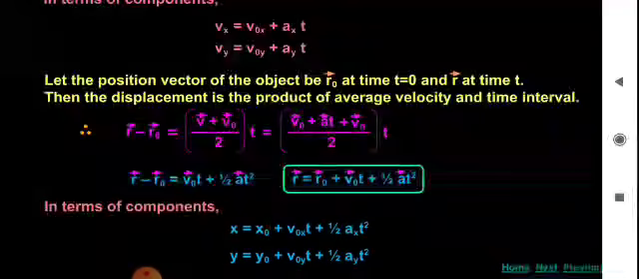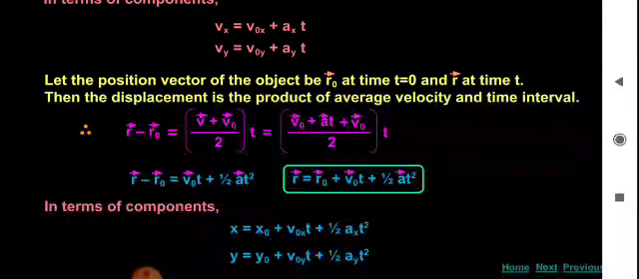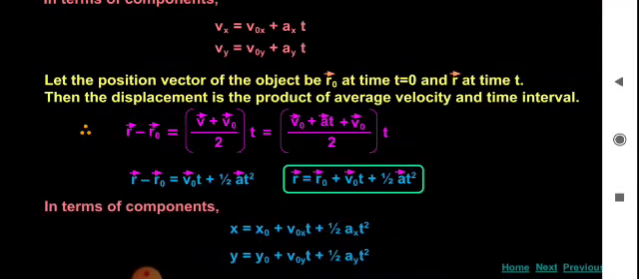Now you have to write this formula in terms of its components on the x and y axis. It's a position vector, so we write in terms of the x axis: x is equal to x naught plus v naught x t plus half ax into t square. In terms of the y axis, y is equal to y naught plus v naught y into t plus half ay t square.